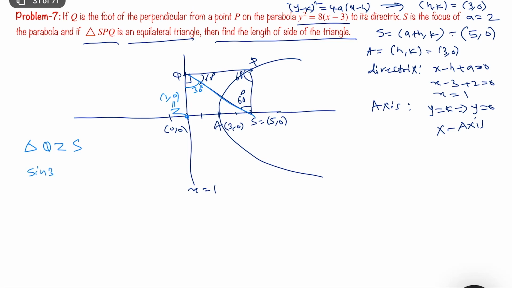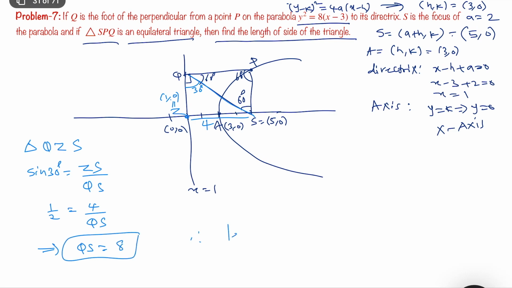This is a right angle triangle. If you look at sine 30 degrees, it's going to be the opposite side, that is ZS, by the hypotenuse, that is QS. We want QS, right? But do we know ZS? Yes. From 1 comma 0 to 5 comma 0, this length is going to be 4. So sine 30 is 1 by 2, ZS is 4, and QS, that implies QS is going to be 8. Okay, so therefore the length of the side of the triangle is equal to 8.